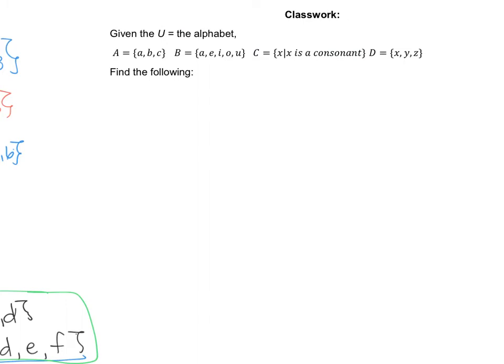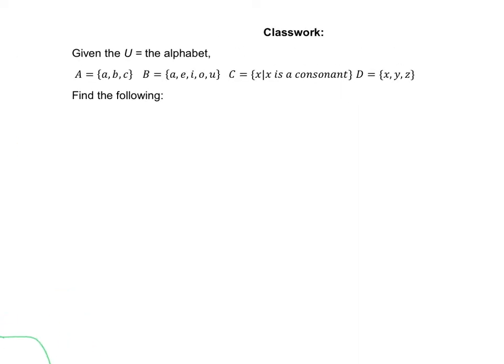All right, using a lot of this new notation and symbols, vocabulary, we're going to try and find a whole bunch of different relationships between these sets A, B, C, and D. We're given that the universe is the alphabet. And we have set A, which is A, B, C, B, which is A, E, I, O, U, and C, where it says x is a consonant. So just in case you're not sure, this first set B is all the vowels.